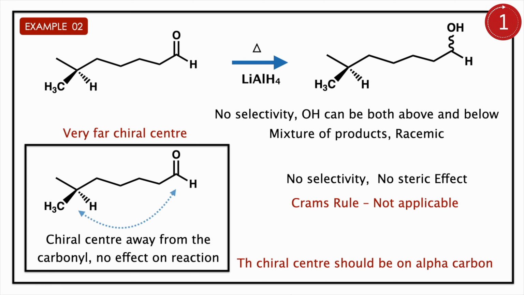Here the carbonyl group is there, and in the alpha position there is no chirality. The chirality is in the long chain, that is very far from the carbonyl. So no selectivity. OH can be above or below, mostly a mixture of products, that could be racemic. The chiral center should be on the alpha carbon, not in any other position. Since there is no alpha position chirality, no selectivity, no steric effect, Cram's rule is not applicable. So the concept you have to learn here is the chiral center should be on the alpha carbon.